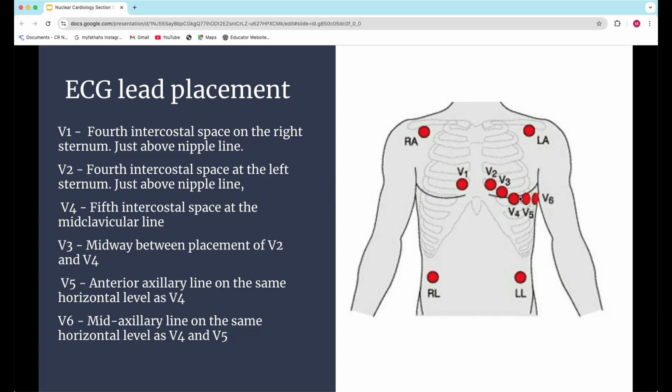And then V6 should be in that same line as V4, but all the way on the lateral side, kind of under the axilla, right? So on the lateral side of the ribs. And then V5 is just between V4, which is anterior, and V6, which is lateral.